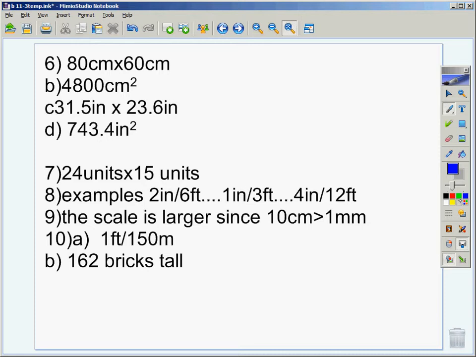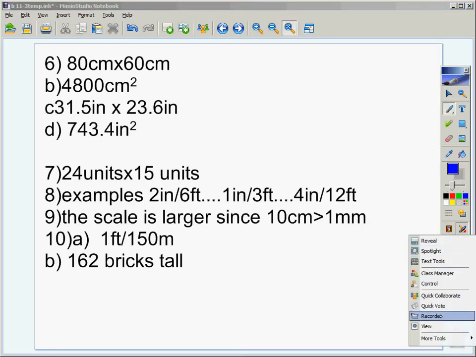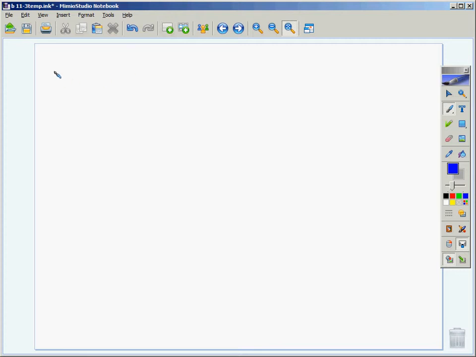There is 6 through 10. I was asked for number 6. Number 6 says, her copy has dimensions of 2 inches by 1.5 inches. And it says the scale of the copy is 1 inch to 40 centimeters. Remember that anything can be set up in a proportion. If I've got inches compared to centimeters, I want to make sure that I'm comparing inches to centimeters.